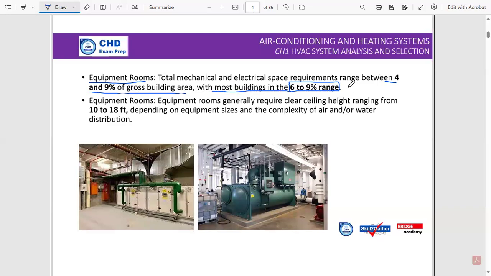Equipment room height is mentioned here. It is going to be at least 10 feet up to 18 feet, but it actually depends on the size of the equipment. Let's say if you have a taller chiller, then you're going to have a taller structure. So that is actually mentioned here. Also, you have to remember this one.